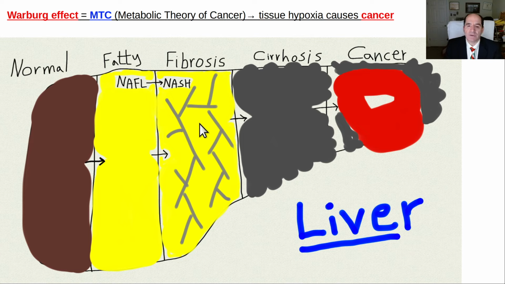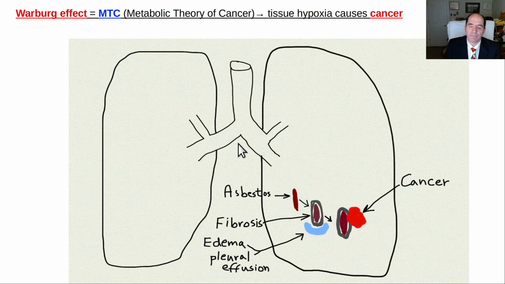Well, over time, this progressive inflammation leads to scarring, fibrosis, that leads to cirrhosis, which means end-stage scarring of the liver, and that traps some cells in it that become hypoxic, and they get cancer. So that's how infection and inflammation lead to cancer.